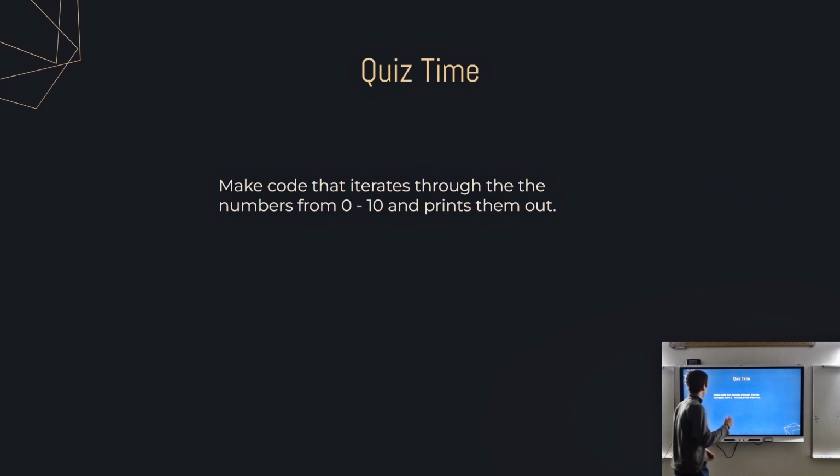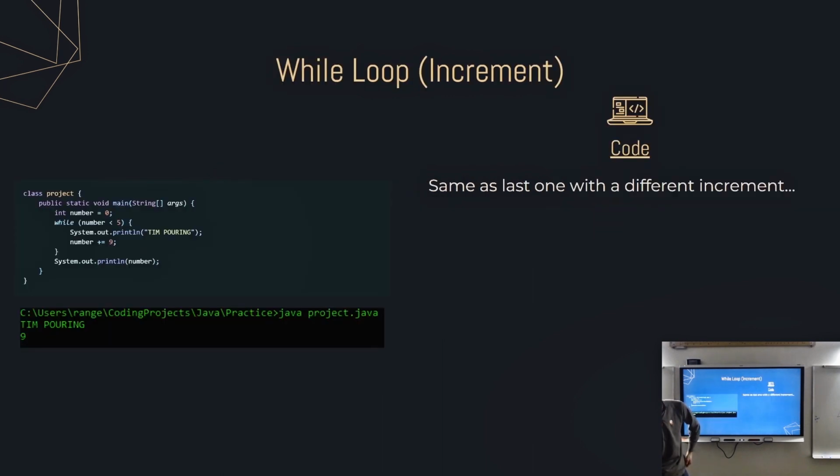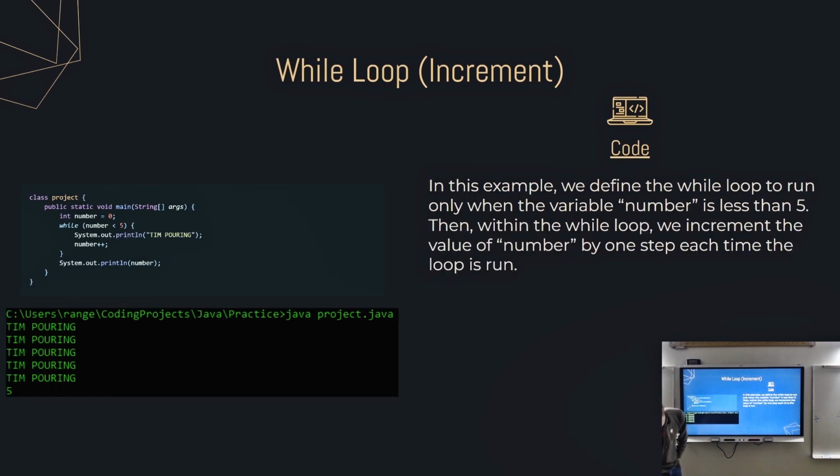So how about a quiz? Make code that iterates through the numbers 0 through 10 and then prints them out. And there's the solution, but I can go ahead and go back to this. It's very similar to what we've just done. Effectively, all we're going to do is, instead of printing "temporing", we're just going to print number. And then it's going to print 0 all the way through 10, as long as you change it to less than 10, or less than or equal to 10, depending on how you position it.